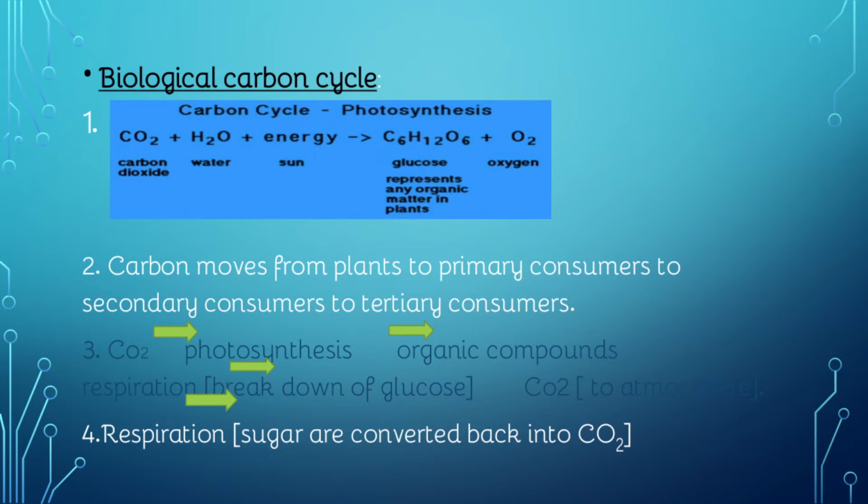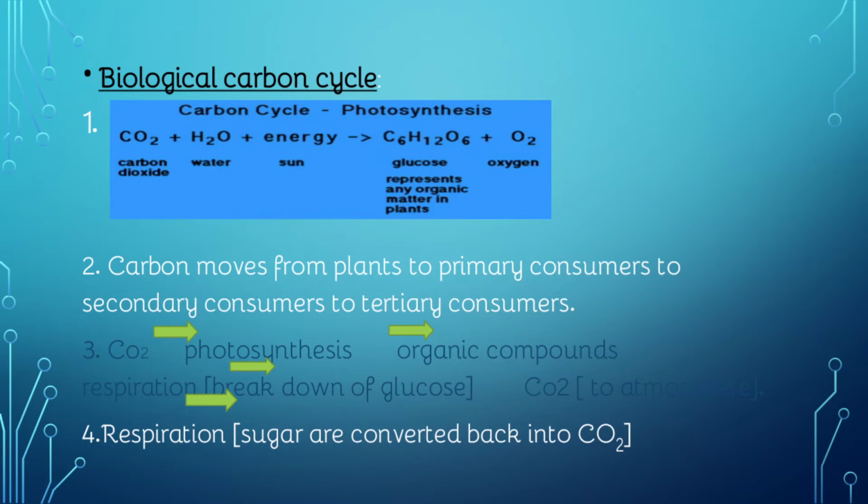Then photosynthesis converts carbon dioxide from the atmosphere or dissolved in water into glucose molecules. Then these glucose molecules are either converted into other substances or used to provide energy for the synthesis of other biologically important molecules. The second point is carbon moves from plants to animals through food chains.